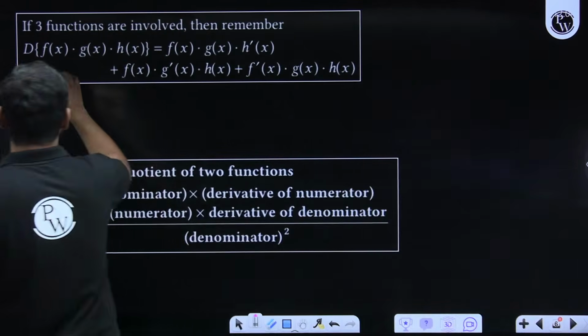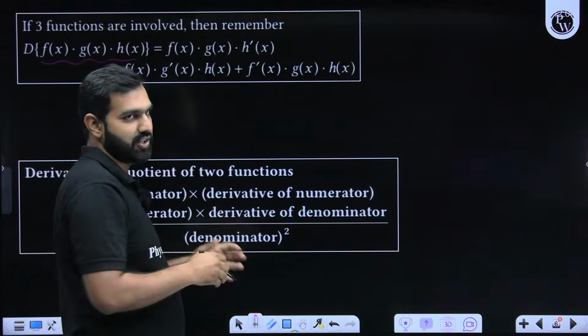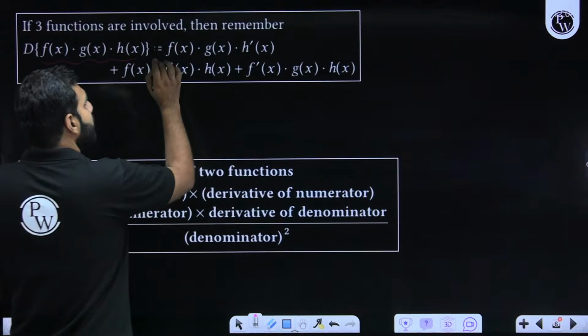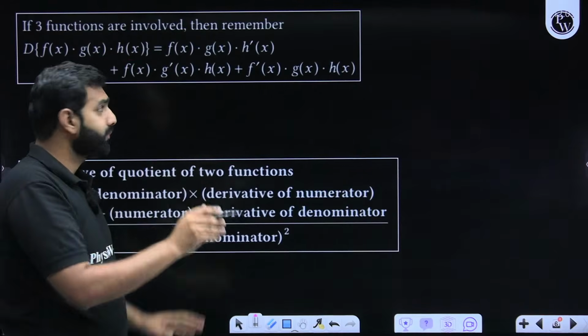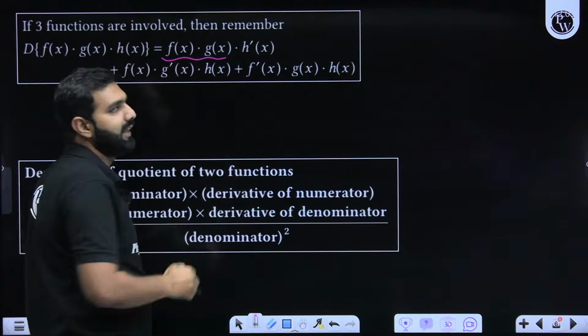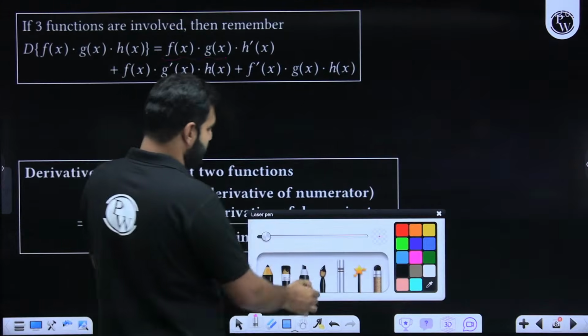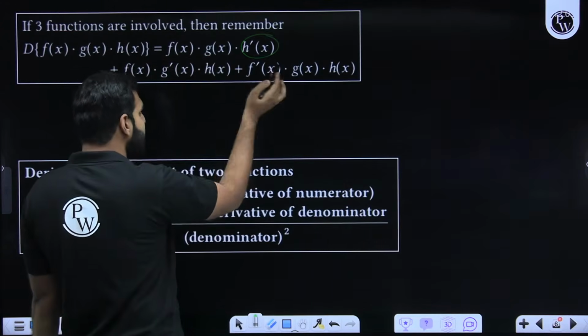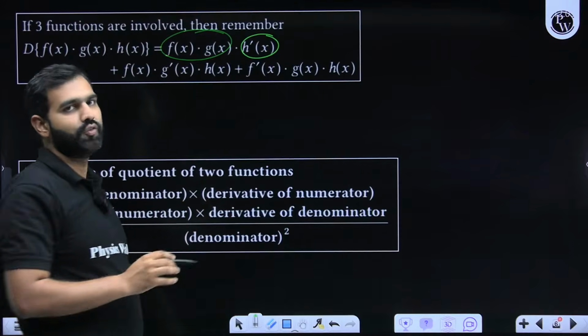So the idea is simple. Let's say there are three functions f(x), g(x) and h(x) and you're asked to differentiate the product. Then you take any function, differentiate it and keep the other two functions intact. For example, here I'm taking h(x). I'm differentiating this h(x), taking its derivative h dash x, and keeping the other two functions intact.